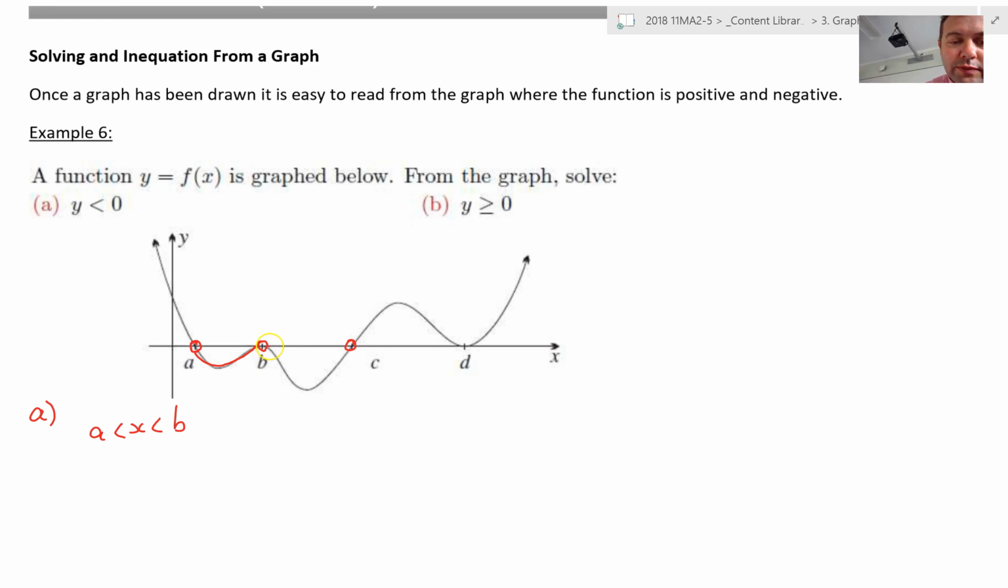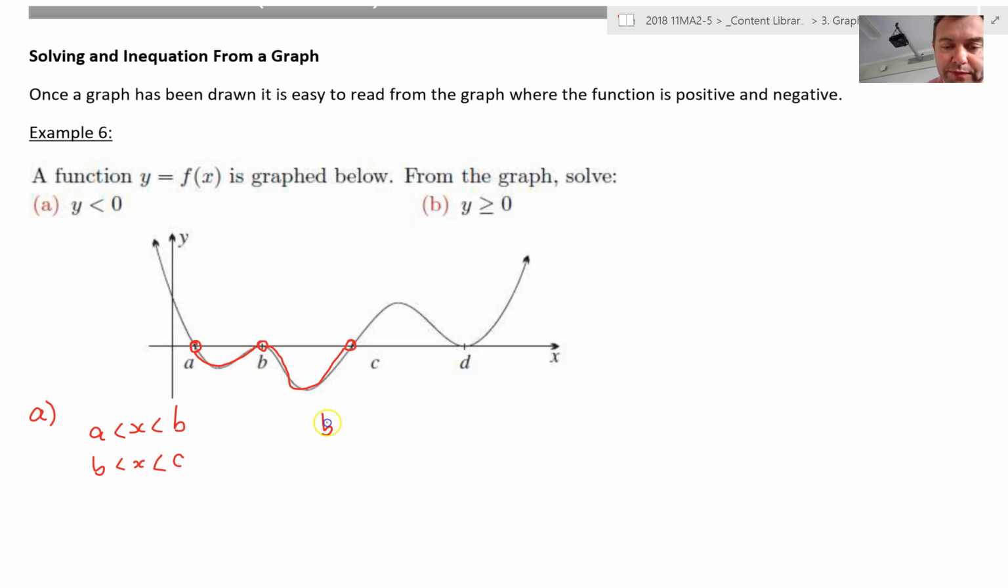And also between b and c, so for b is less than x is less than c. So that is the answer to part a. When is y less than 0 for this function? Between a and b, and between b and c.